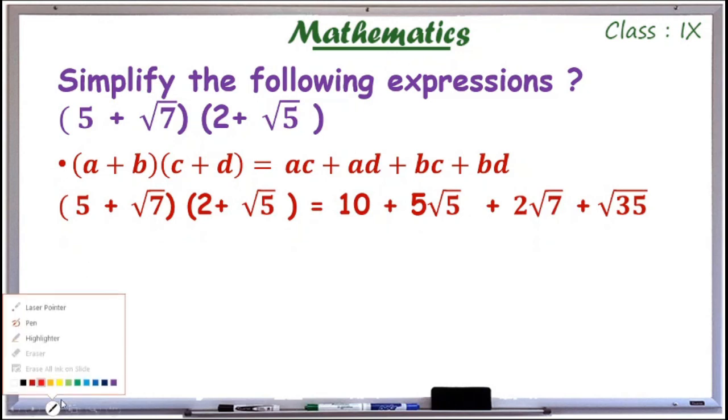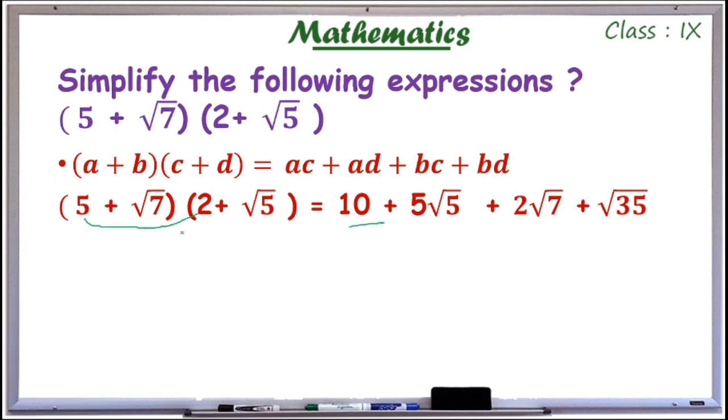So 5 into 2 is equal to 10. 5 into root 5 is equal to 5 root 5. Root 7 into 2 is equal to 2 root 7. And root 7 into root 5 is equal to root 35. So we have simplified this.